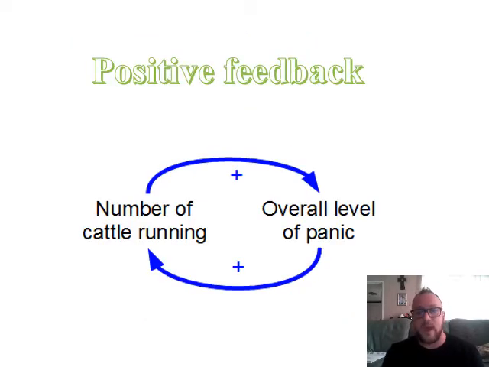Then, if we have a positive feedback system and you guys are a bit confused about the difference, here's a good example. If cattle start running all over the place, that's going to cause panic. But panic is going to cause more cattle running, and more cattle running is going to cause more panic, and so on and so forth. As one increases, so the other increases. So this is an excess, which leads to a further excess, which leads to a further excess.